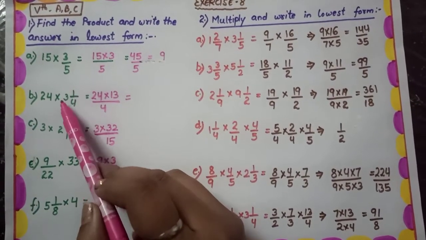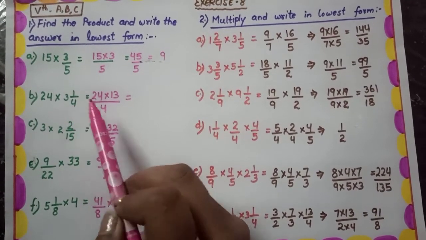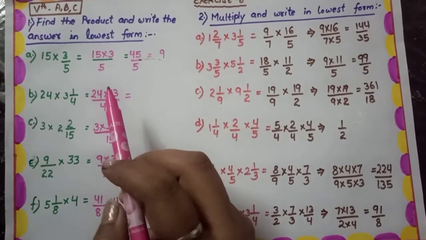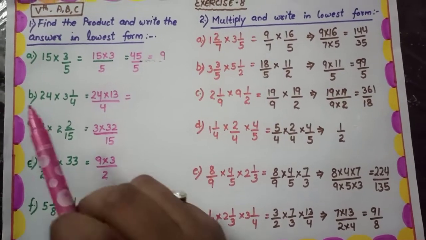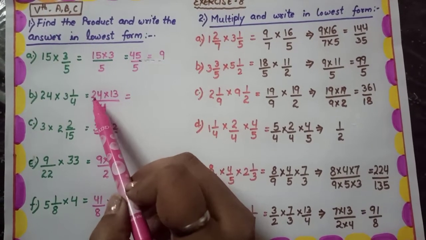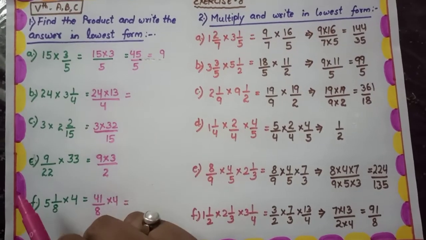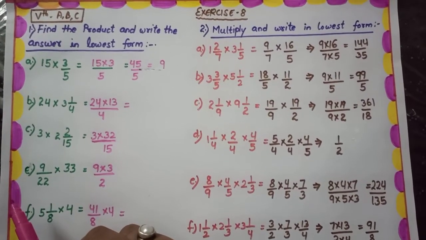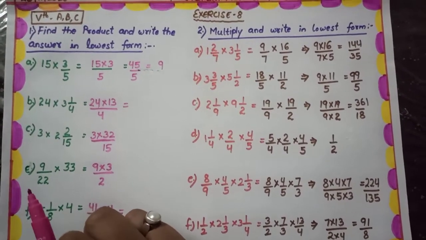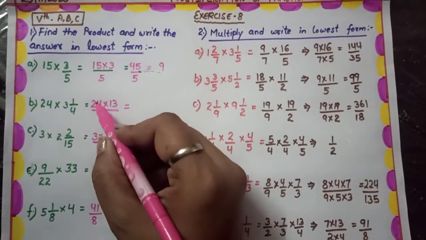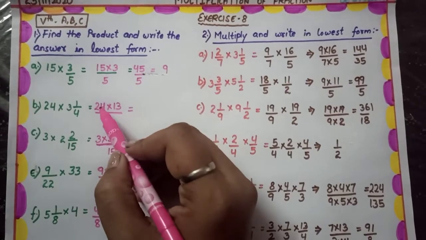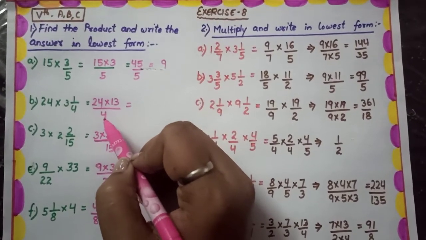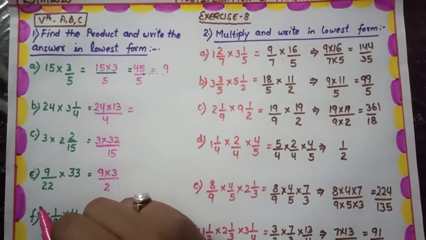Now in B part, see, we have a whole number and a mixed fraction. So first of all we need to convert this mixed fraction into an improper fraction, that is 13 upon 4 we will get. And then I have placed this 24 along with the 13 with a multiplication sign. Now what do we have to do? Let us first divide these two numbers. I mean our numerator and our denominator we can divide with each other, right?